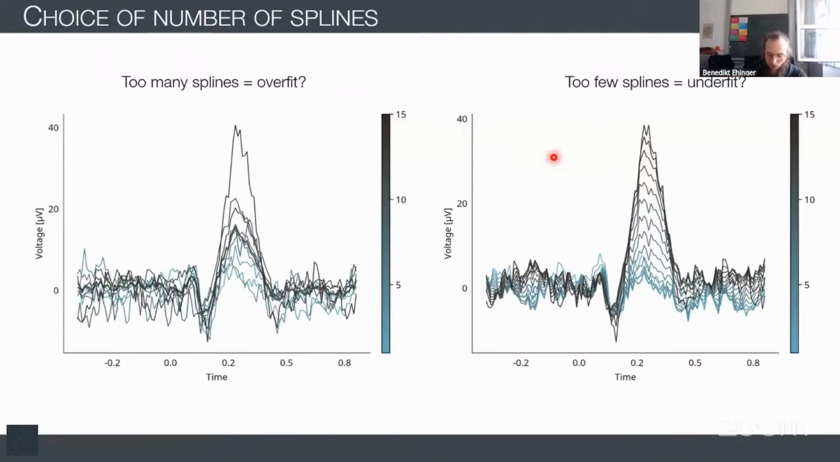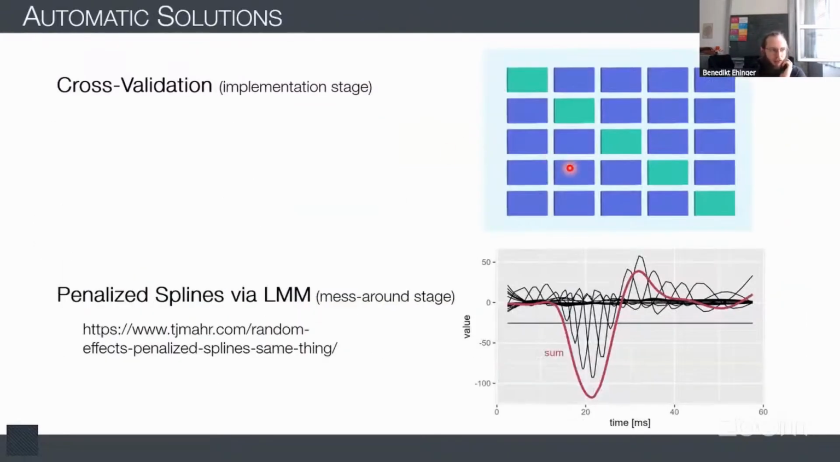So this is the point. There are automatic solutions trying to address this issue. One is basically cross-validation. This is already implemented in MATLAB Unfold. It is in principle implemented in Julia. We just have to write the tutorials, etc. as well. It's not particularly difficult.